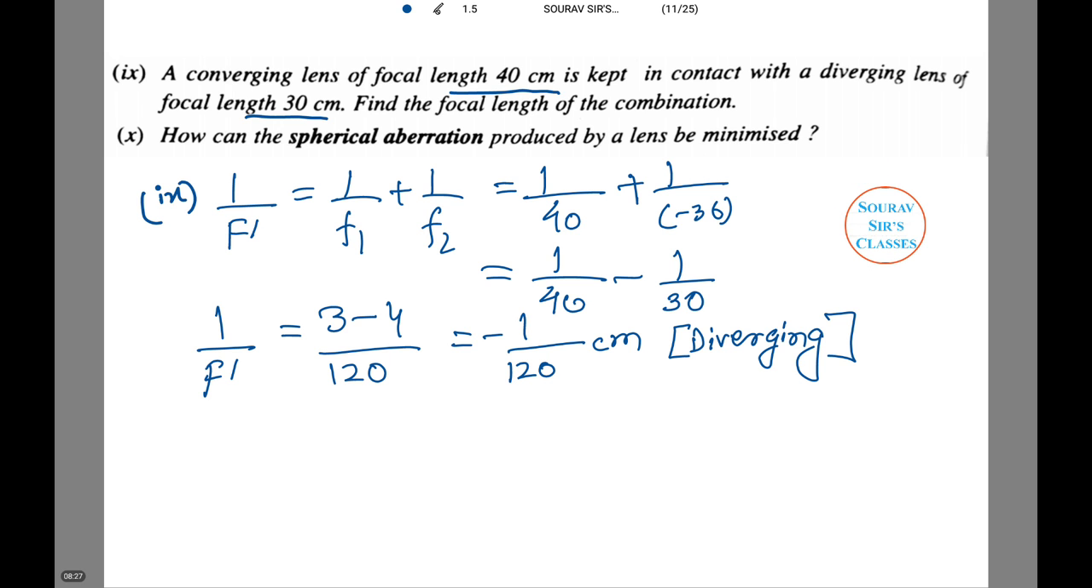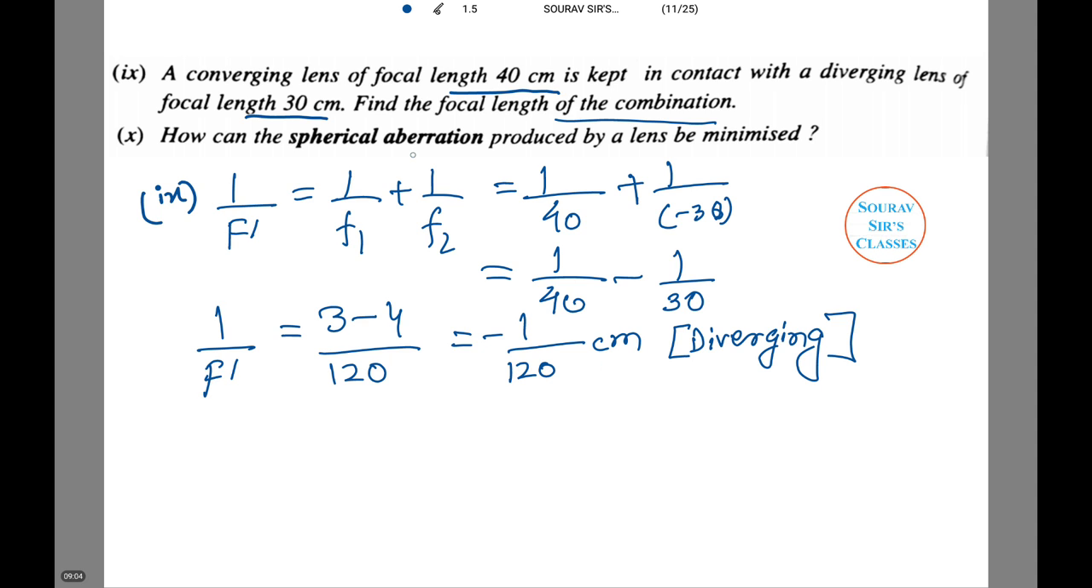1 by f dash, which is the focal length of the combination, equals 1 by f1 plus 1 by f2. Here f1 is equal to 40 centimeters and f2 is equal to minus 30 centimeters. Now putting in the values, we have 1 by 40 minus 1 by 30, and upon calculation this comes to 1 by f dash equals 3 minus 4 by 120 equals minus 1 by 120 per centimeter. Thus the focal length of the combination is a diverging one.